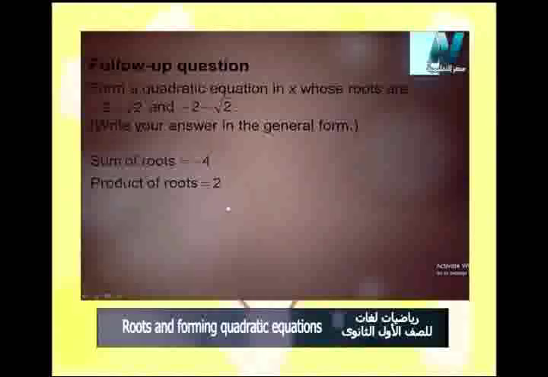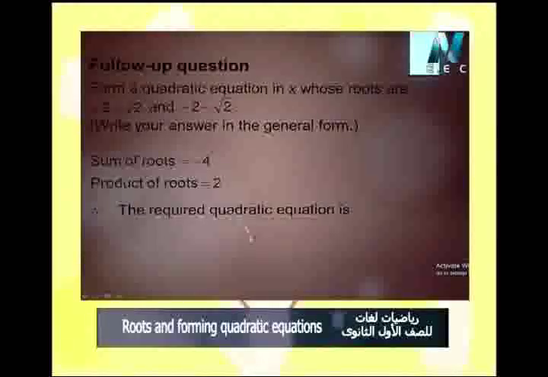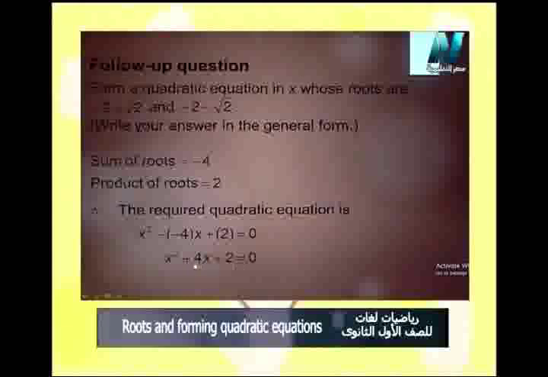So it's very easy to find that the required quadratic equation will be x power 2 minus the sum, which is negative 4x, plus the product, which is 2, equals 0. So x power 2 plus 4x plus 2 equals 0. Why positive 4? Because negative multiplied by negative 4 equals positive 4. So x power 2 plus 4x plus 2 equals 0.